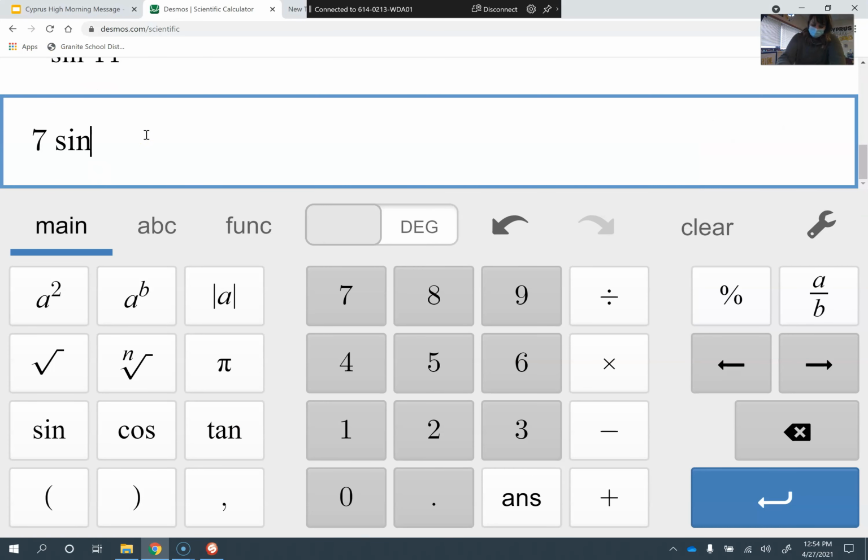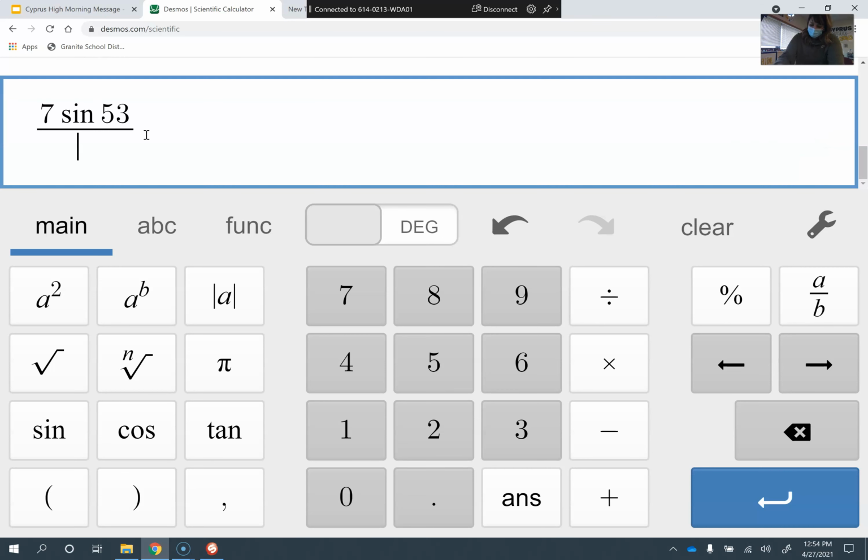This time 7 sine 53 divided by sine 44. So this side length is 8. So little c is 8. And now we know all of the angles and sides. So we found angle A and sides A and C.